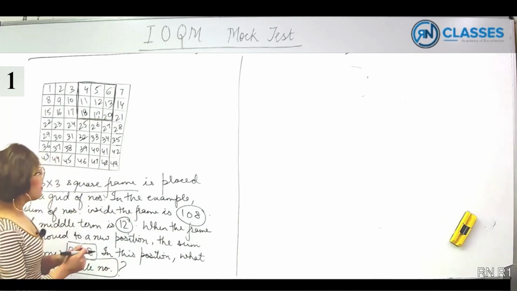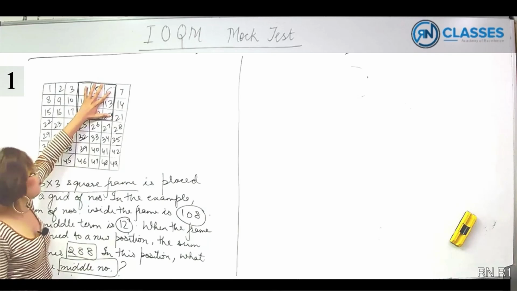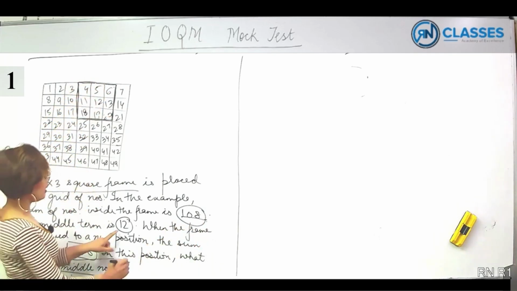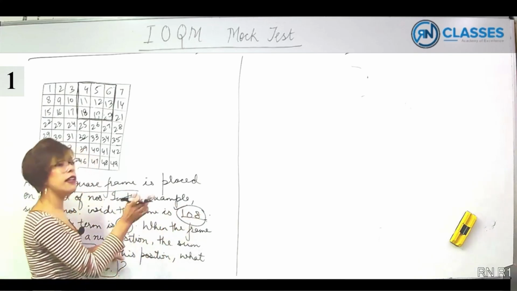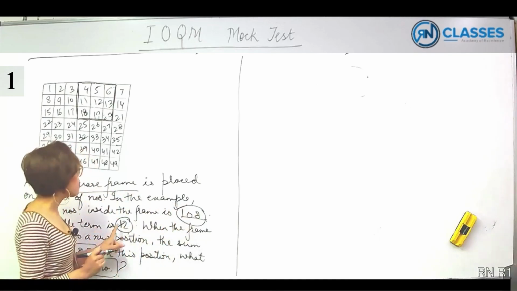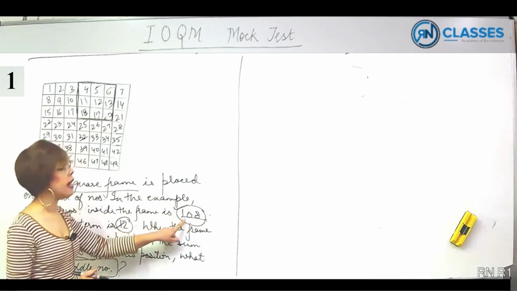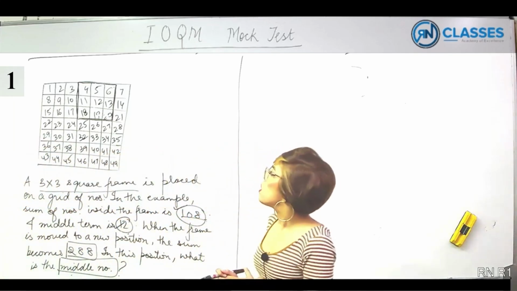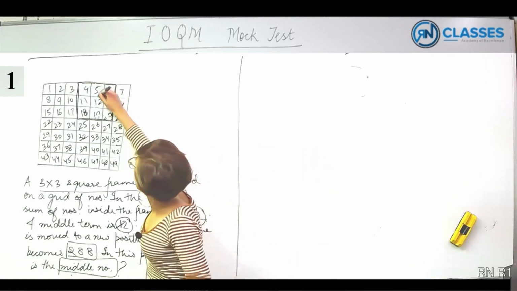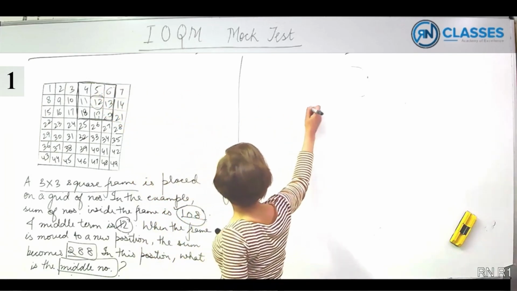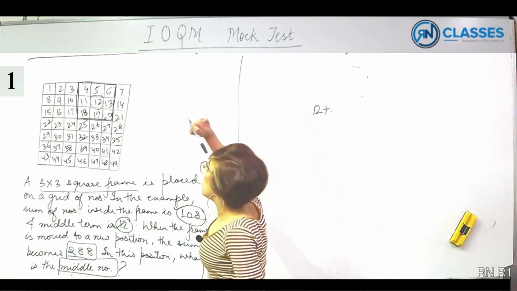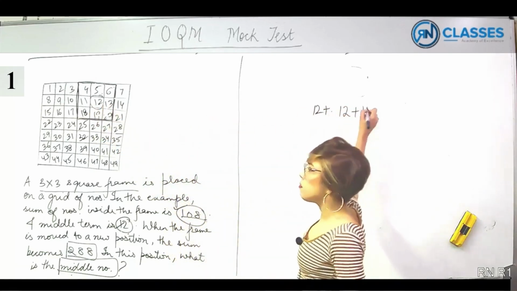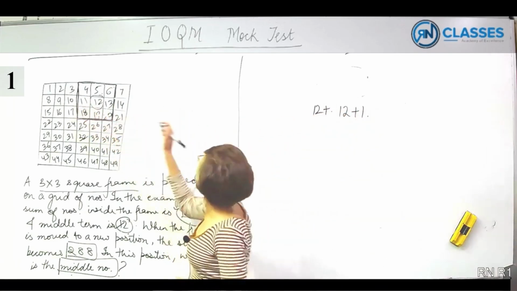Now, if you observe, the sum of the numbers is 108 and the middle term is 12. So you can see that 12 and 108 are directly related. This is nothing but 12 into 9. Is that a coincidence? Let's check. The middle term is 12, so 12 is there. This number is 12 plus 1, which is 13, and this is obviously 12 minus 1.